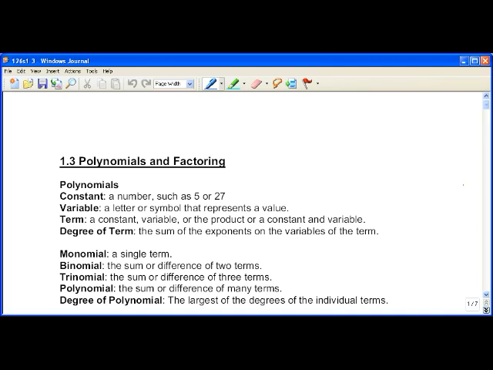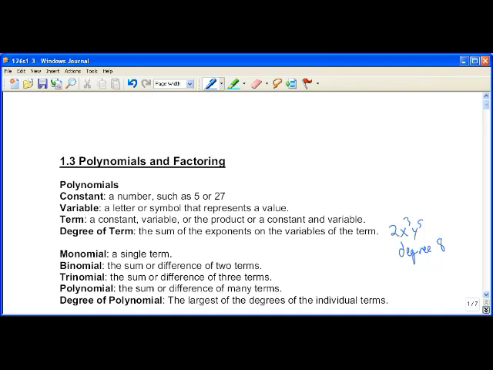A term is a constant, variable, or product of a constant and variable, and the degree of a term is the sum of the exponents on the variables of the term. So if you had 2x cubed y to the 5th power, the degree is 8.